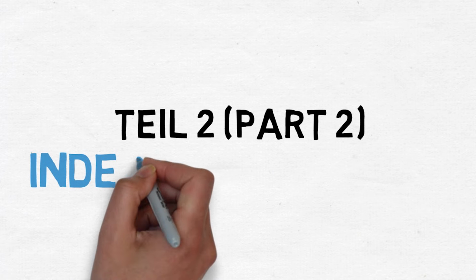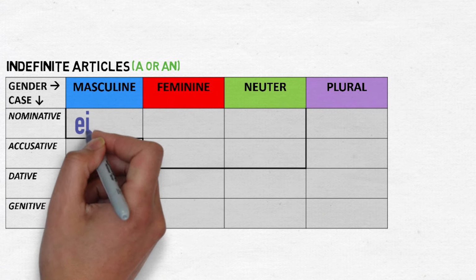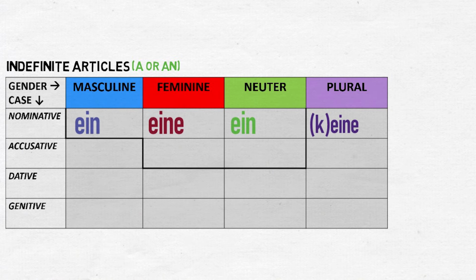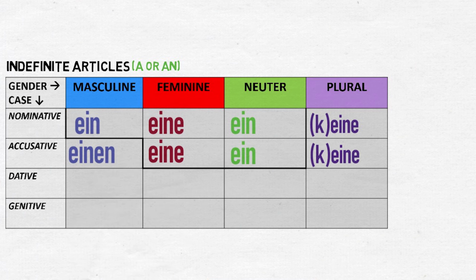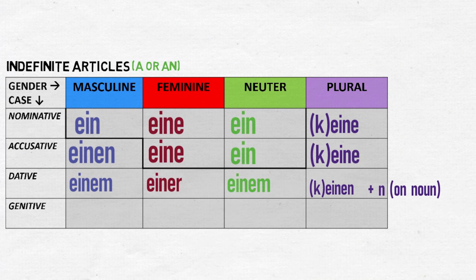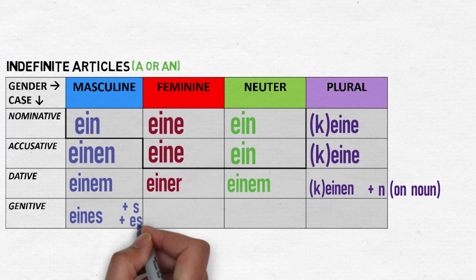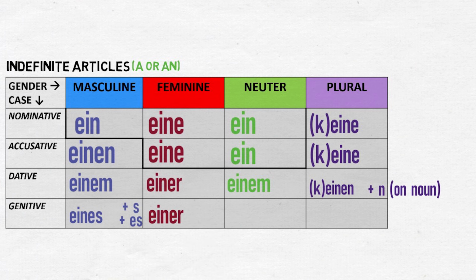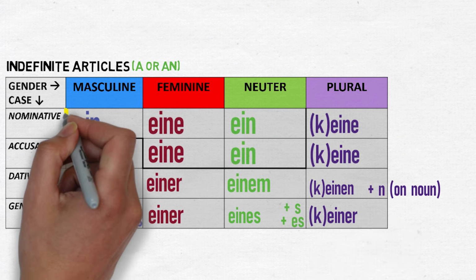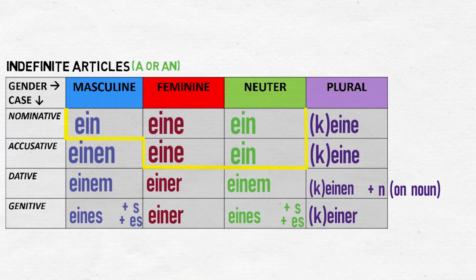Teil 2. Indefinite articles. The indefinite article table is ein, eine, ein, keine. Einen, eine, ein, keine. Einem, einer, einem, keinen, plus an N on the noun. Eines, plus an S or an ES on the noun. Einer, eines, plus S or ES, and keiner. As you can see, I've outlined a shape on the grid, and the shape goes down, across to, and up to, and this shape is called the frying pan.